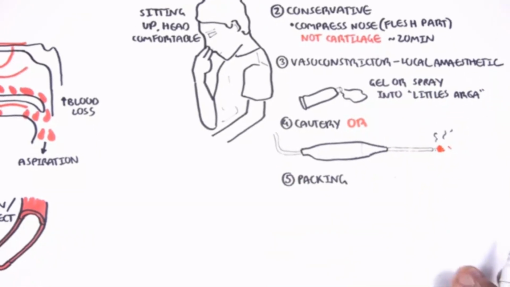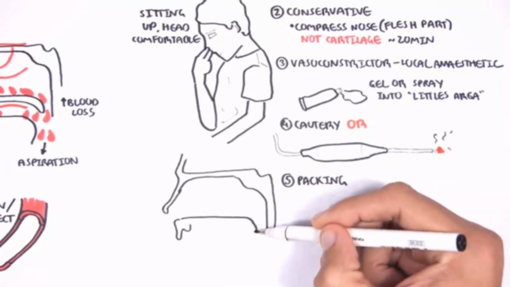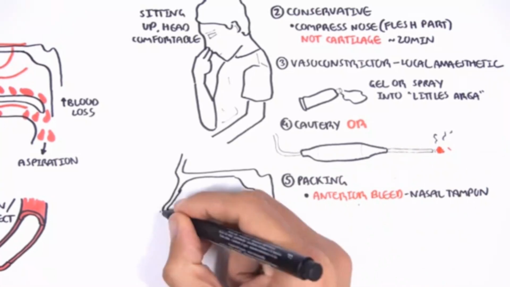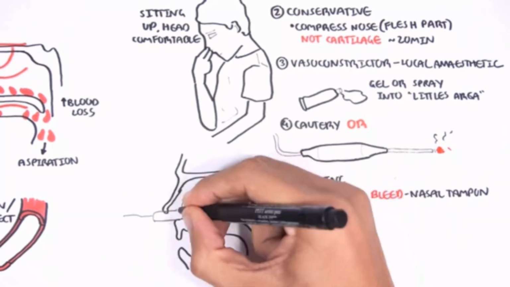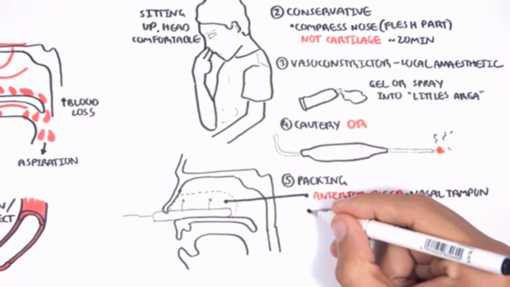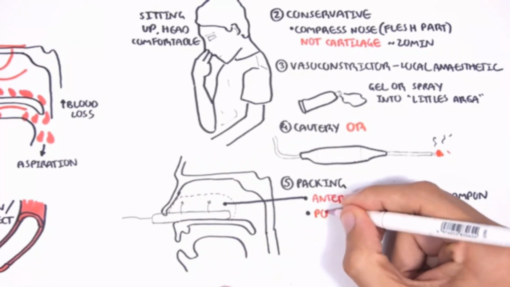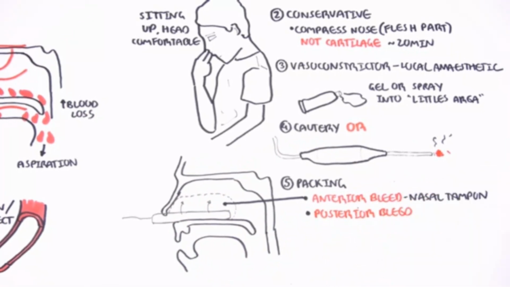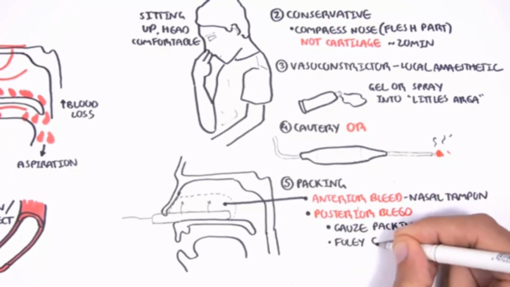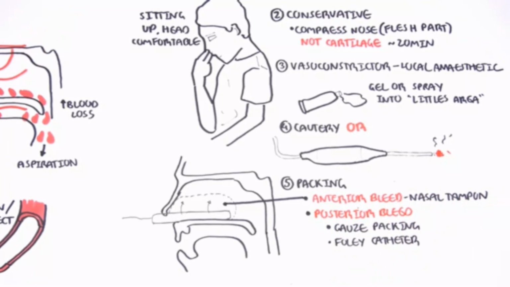So what happens here, for example, in anterior nosebleeds, a nasal tampon can be used. And a nasal tampon will essentially expand and absorb all this blood which is in the area. With posterior nosebleeds, you can pack the nasal cavity with gauze, and this can help. Or a step up is using a Foley's catheter, which can also be useful to stop the bleeding using the pressure of a dilator.